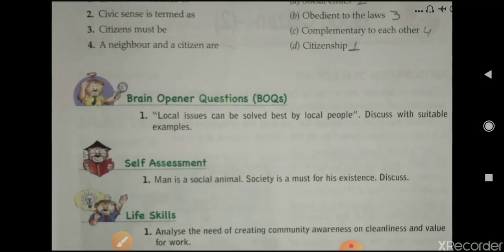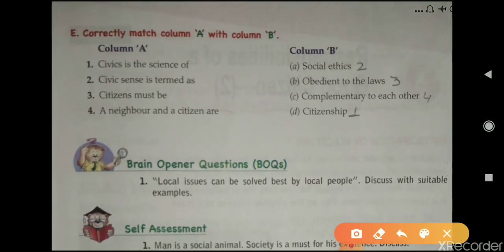Then the next exercise, match the following. The first one is civic sense. Civics is a science of citizenship. Civic sense is termed as social ethics. Citizens must be obedient to the laws. And the fourth one, a neighbor and a citizen are complementary to each other.